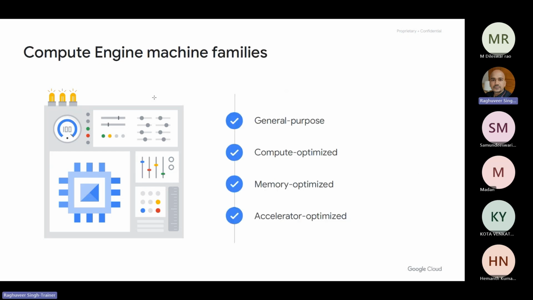When it comes to families, there are four types: general purpose, compute optimized, memory optimized, and accelerator optimized. We have a fifth type, which is not shown here, which is confidential computing.